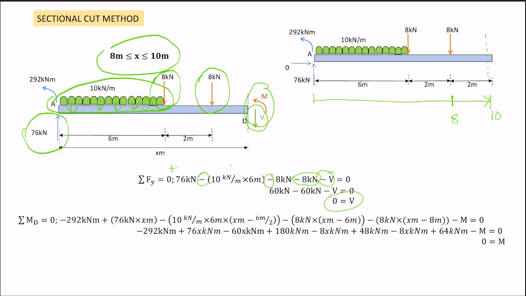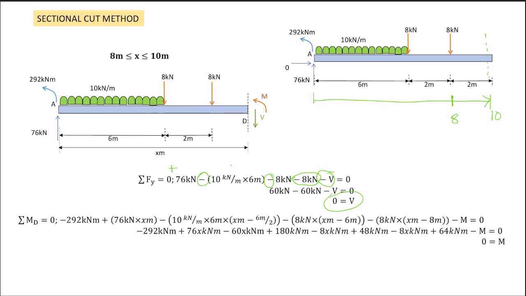Next, we're going to find the reaction dekat section yang kita cut for moment. Take the moment dekat the section yang kita cut tu. We have one moment here, negative 292 because it is counterclockwise. And you have 76 kilonewton, the RAY pergi ke D darab dengan X meter. It is clockwise, jadi positive.